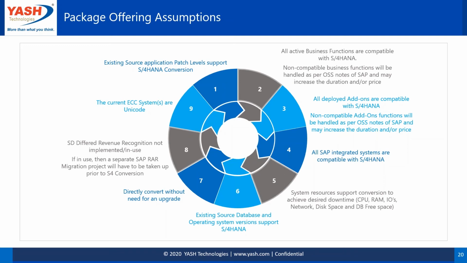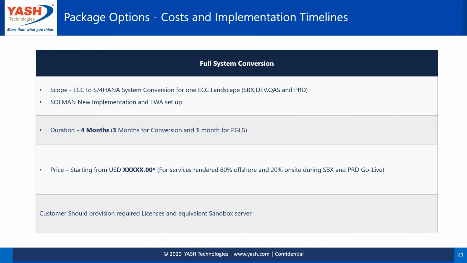So these are some of the assumptions that we have, and we also assume that you would be providing those system resources. Maybe something like on Azure, you can try investing into hardware for a limited amount of time and try out a proof of concept on Azure or something. So those kind of things you could work out before you really fully contemplate your move to a cloud. So these are the options. We have ECC to S4 for one ECC landscape, sandbox, dev, quality, and production.